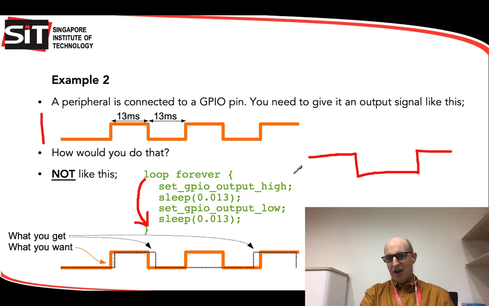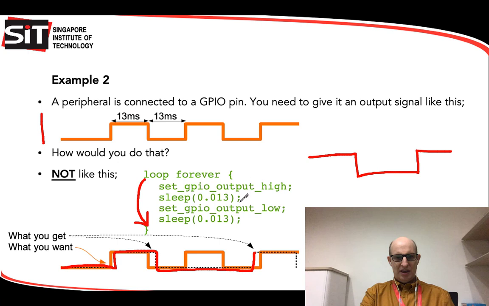You're not going to get what you want. And what you're actually going to get is what you see here in the dotted line. Sometime after it should go high, it does go high indeed. Sometime after it should go low, it will go low indeed. And sometimes it will not go high when you want it to. Why? Well, because your code here could be interrupted at any time.